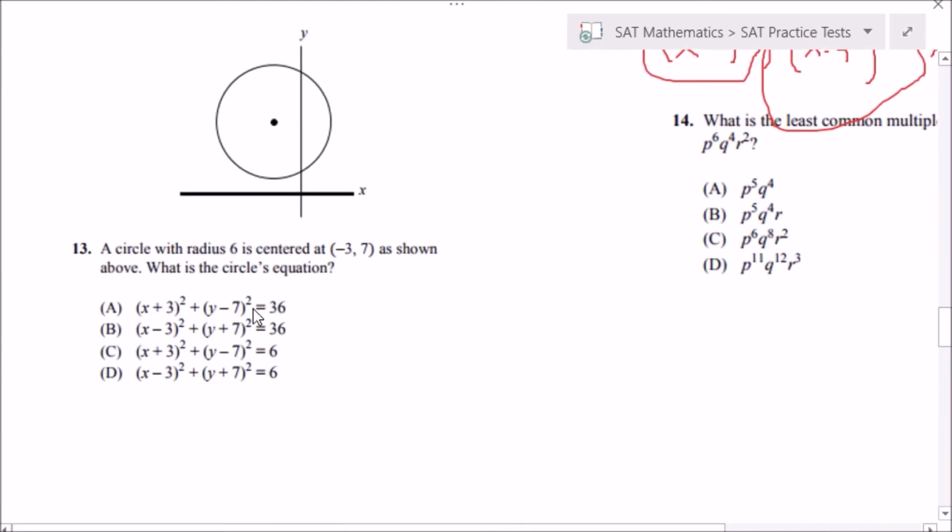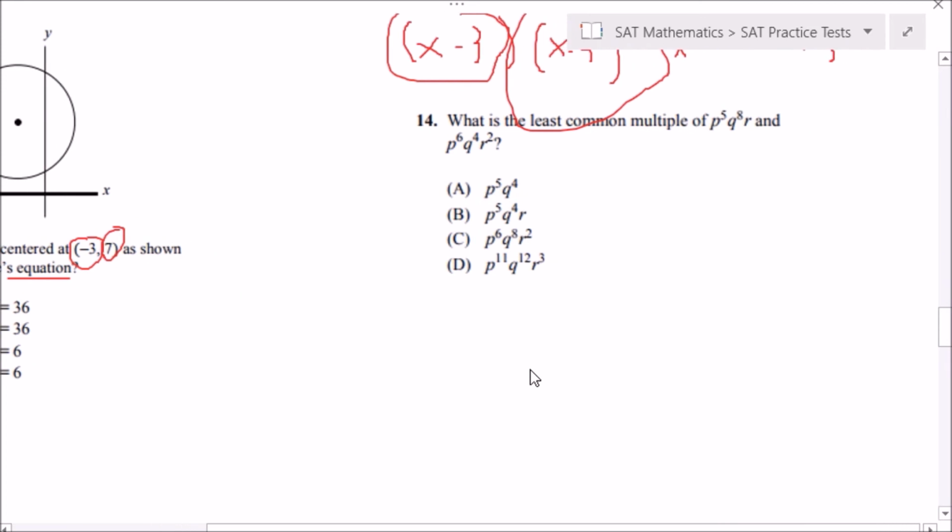Okay, number 13. The circle of radius 6 is centered at negative 3, 7, and is shown above. What is the circle's equation? So know that this value is always r squared, and the radius is 6. Okay, so we cancel that out. And here we know that when we plug it into the equation, it has to be plus 3, because when you take it out, it's minus 3. And then here, when you take it out, it's 7. Okay, that gives us our answer.